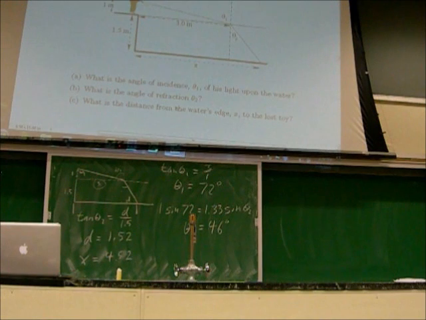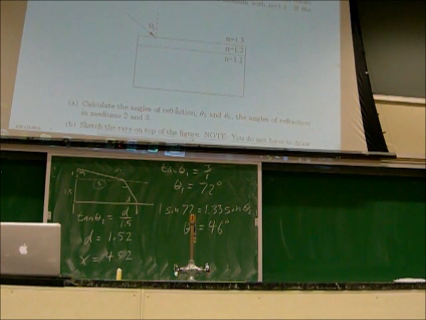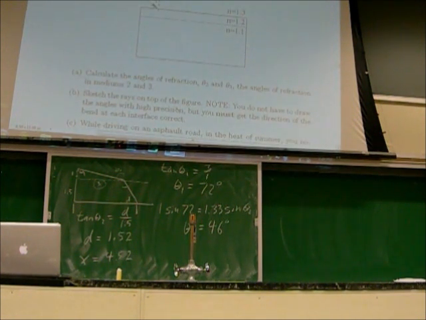Reasonable? Okay, move down a little bit. Aha! Look at that one. Okay. Shown below is a light ray traveling in a medium with n equals 1.3 that enters a medium with n equals 1.2 and another medium with n equals 1.1. If the angle theta 1 is 50 degrees, then calculate a few things. Okay? Not bad.